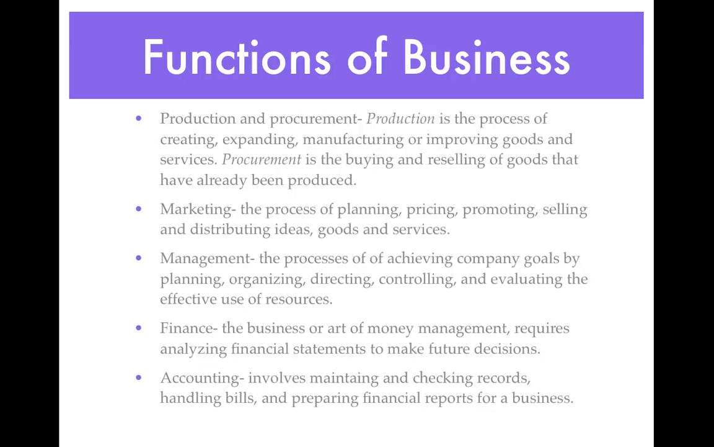Functions of business, we have 5 functions of business. We have production and procurement, marketing, management, finance, and accounting. Production and procurement. Production is the process of creating, expanding, manufacturing, or improving goods and services. And then procurement is the process of buying and reselling of goods that have already been produced.